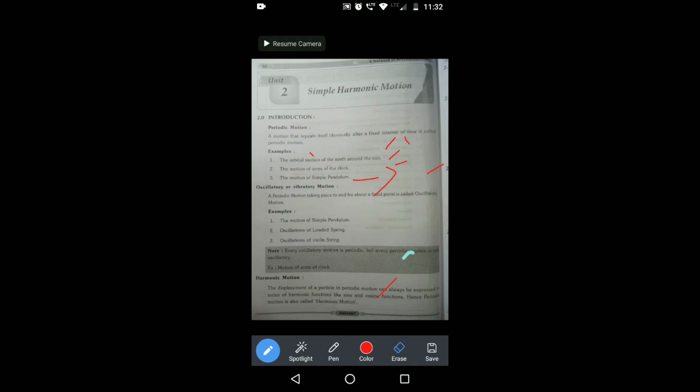Third one is the simple pendulum. Simple pendulum means I am taking one thread and one ball also. I tie the ball with the thread. It means the ball makes some oscillations like that. This is point A, this is point B.